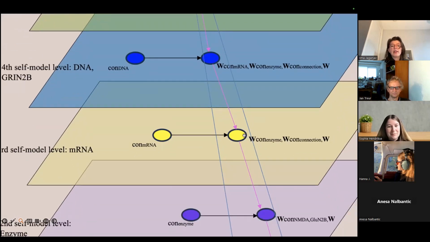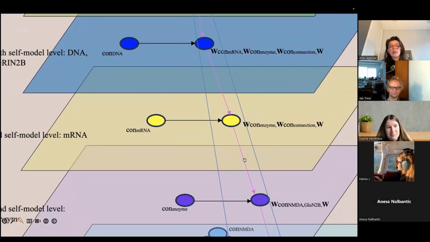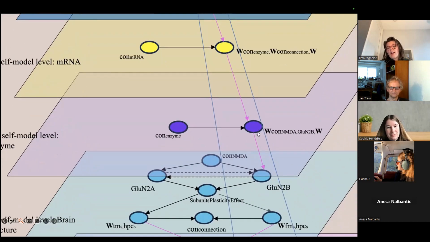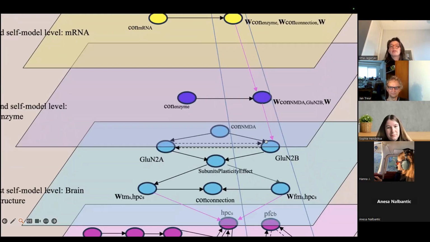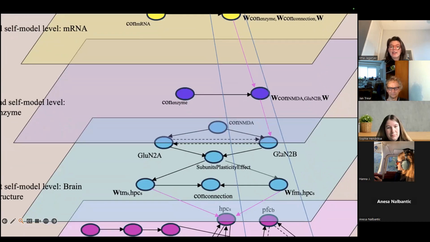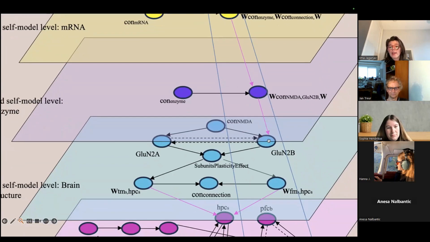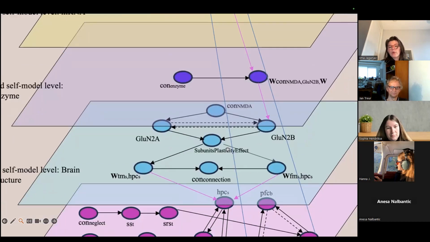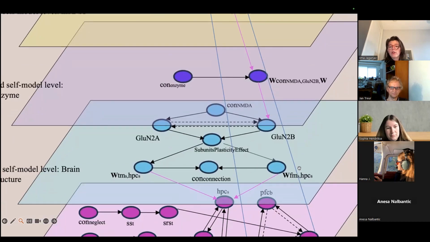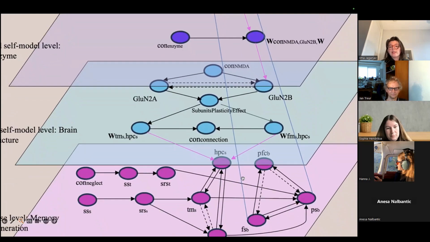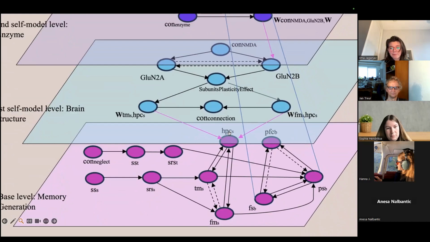And the messenger RNA is going to transport the information of green2B to the enzyme level. And when the enzymes start producing gluN2B, gluN2B will increase. And when gluN2B increases, the plasticity effect of gluN2A and gluN2B will increase, because, what I already told, gluN2B has a very high plasticity. So after that, the connections of the pyramidal neurons will very much increase. And in turn, the hippocampus will also get very high activity.